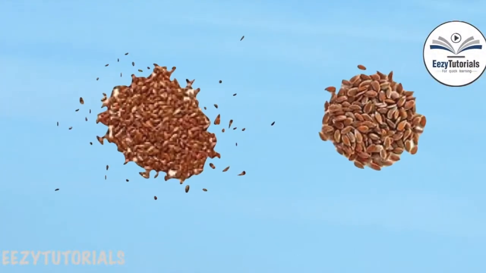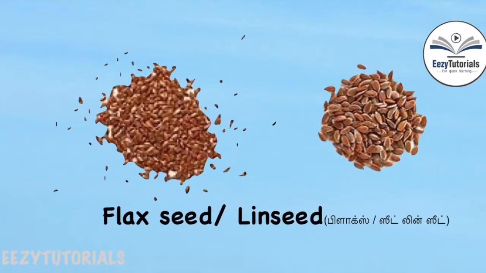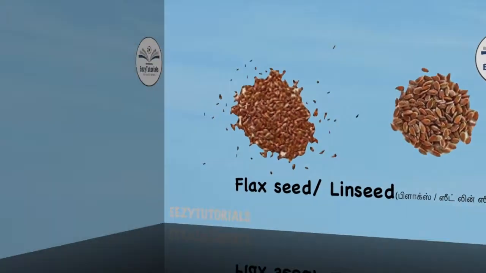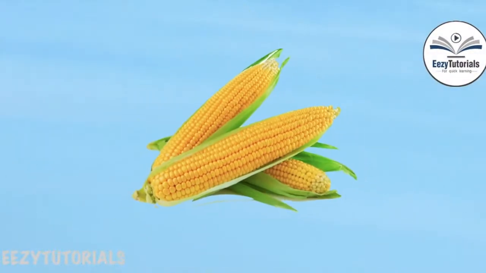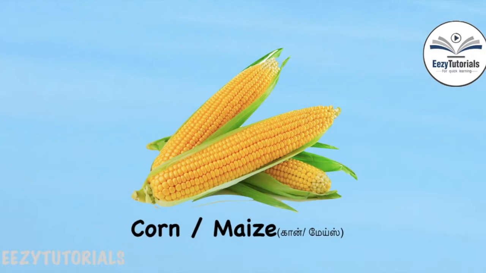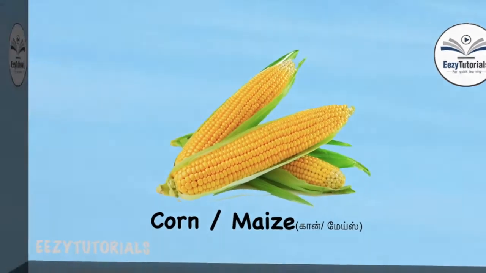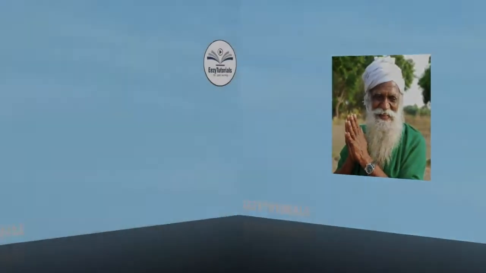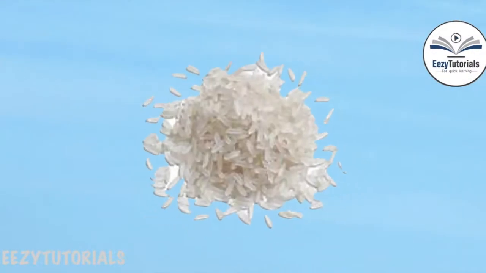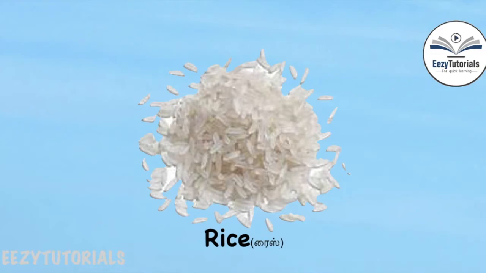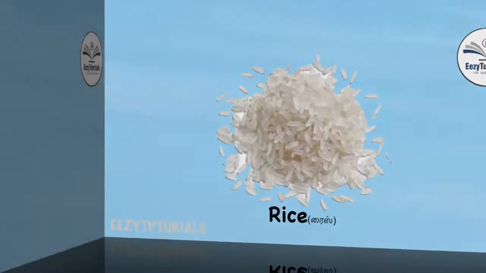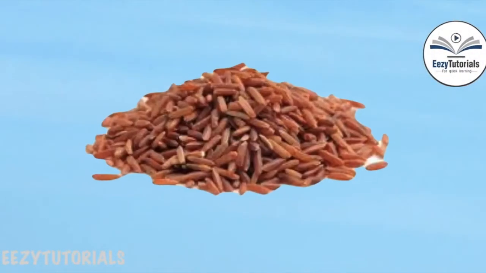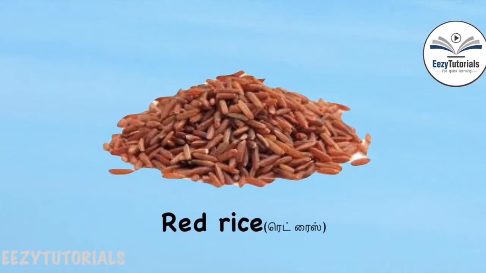What are these seeds? Flax seeds or linseed. Very yummy yellow color food. What is this? Corn or maize. He is Mr. Nammalvar. He has rediscovered many rice varieties. And this is rice. This is red rice.